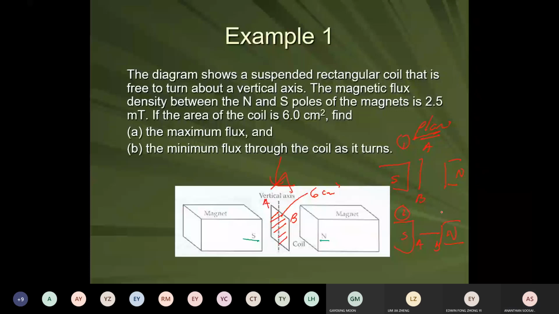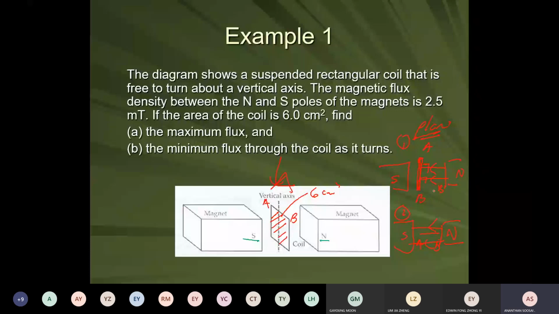The magnetic field is this way. Tell me, will one or two create the maximum flux? It will be one, right? Because in one, the area is normal to B, so the flux is going to be big. So the maximum flux happens when AB is in this position, as shown in the diagram.